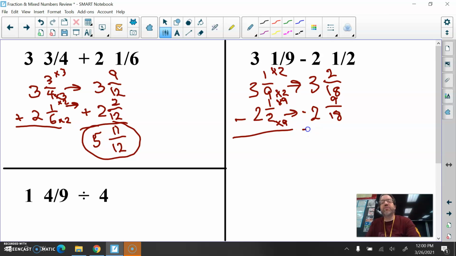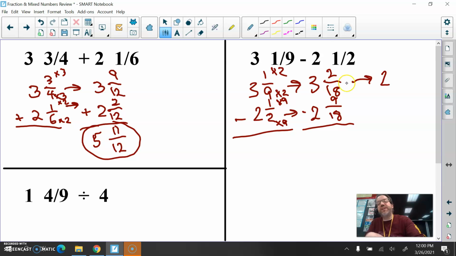All right, so now I can go ahead and subtract these. So I take 2/18 minus 9/18. Uh-oh, 2 is smaller than 9. I can't subtract those without going into the negatives. And so I need to do some renaming again here. And so I'll take one whole away from the 3 and make that 2. But I have to put it back in back here. That one whole is 18/18.